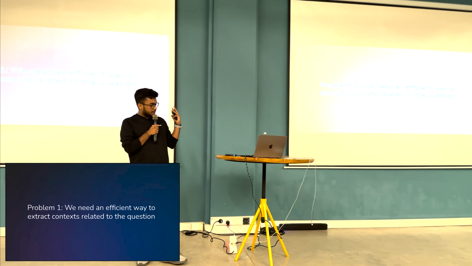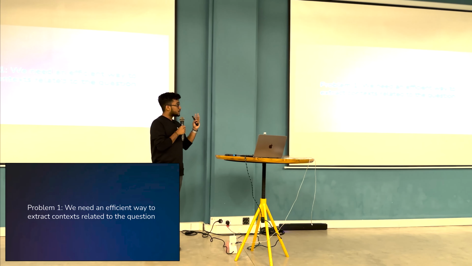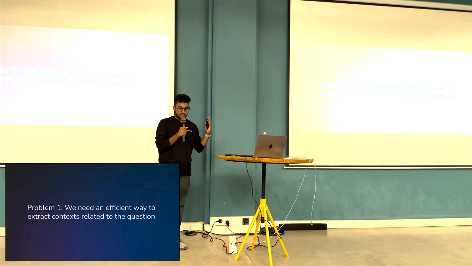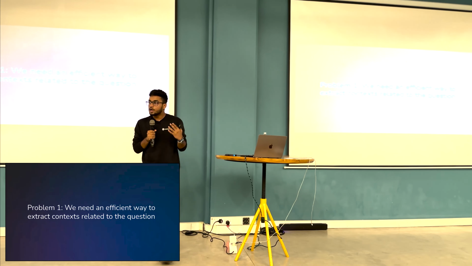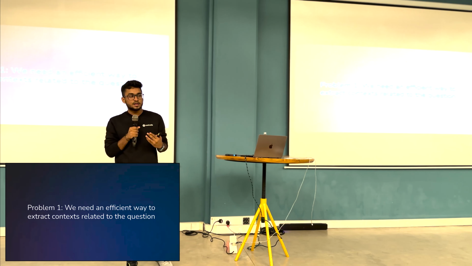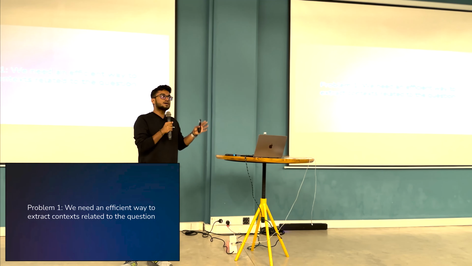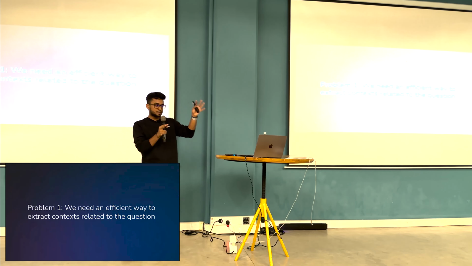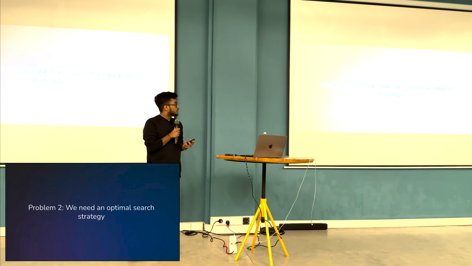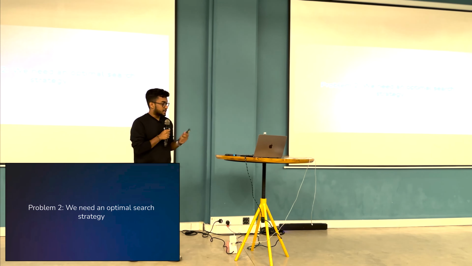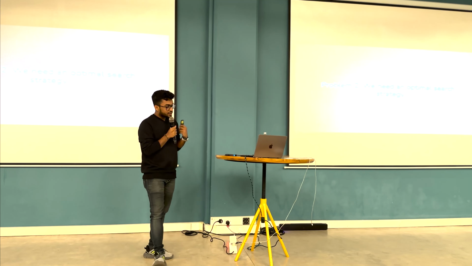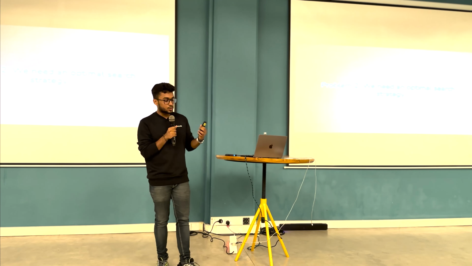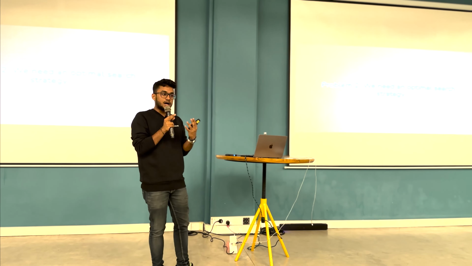If we divide this problem into 3 different steps, first, we need an efficient way to extract context related to the question. Since we cannot pass in all documents, we need an efficient way to extract parts of the documents which we think could contain the answer, and we pass both of these to the LLM. Problem 2, we need an optimal search strategy, very connected to the first problem. After we extract this context, we need an efficient way to search through and pick which context we are going to pass to the LLM.